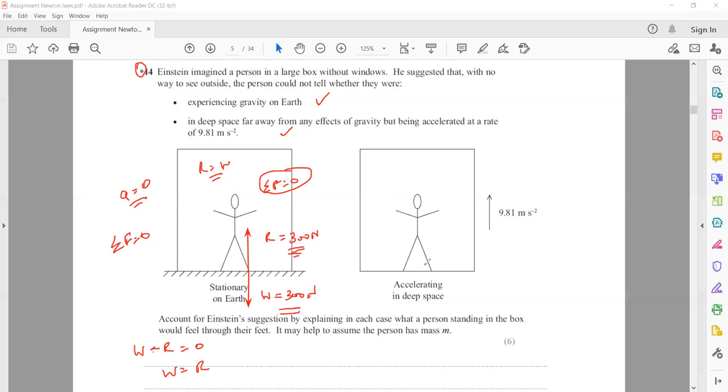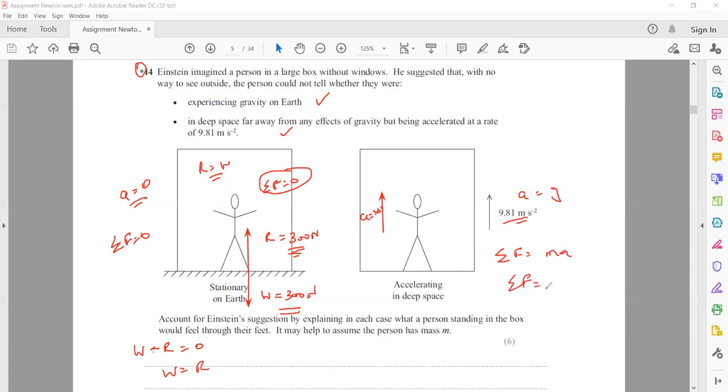But what about the person accelerating in deep space, with acceleration 9.8, meaning acceleration equal to that due to gravity? When the box is accelerating, the acceleration of the person is the same as the acceleration of the box, so that will be 9.8 as well. There is no downward force because there is no gravitational force in deep space. That's why there is no normal contact force. So here the resultant force is equal to ma.